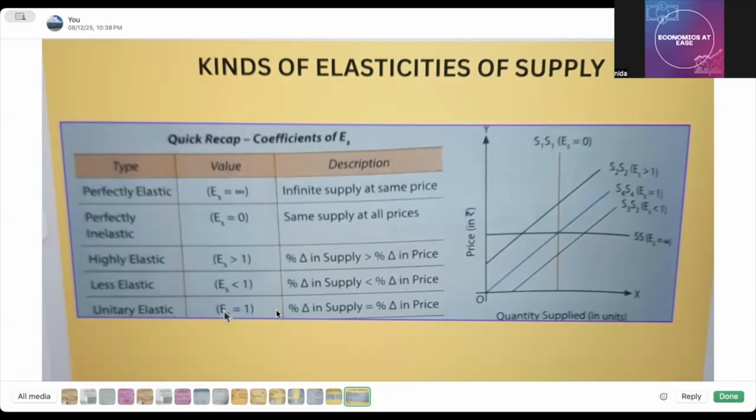Now, flatter the curve, more is the elasticity at the point of intersection. It means supply is more elastic in the case of, you can say, a flatter curve as compared to a steeper curve. Okay. So with this, we come to the end of the summary part of the supply chapter.